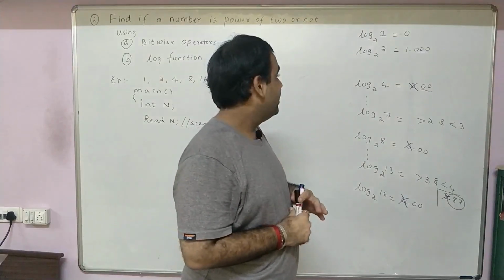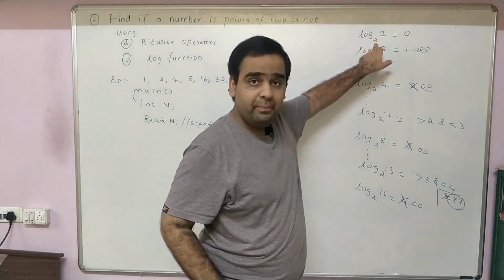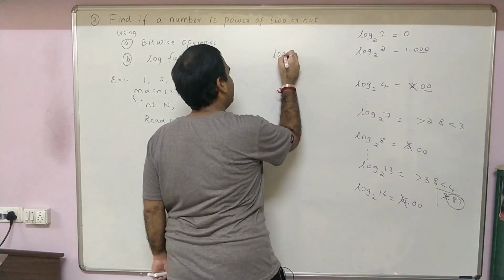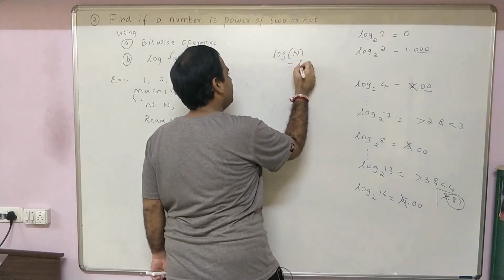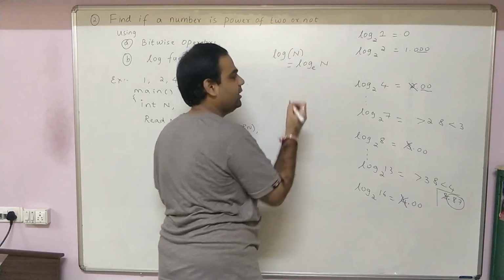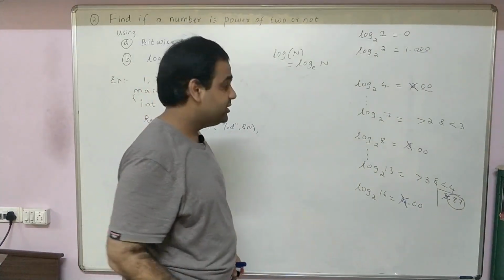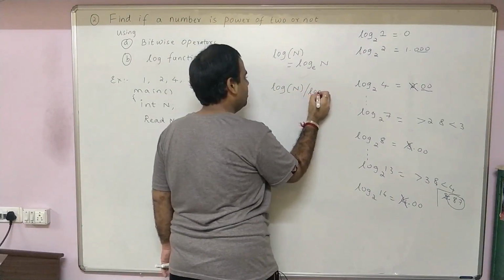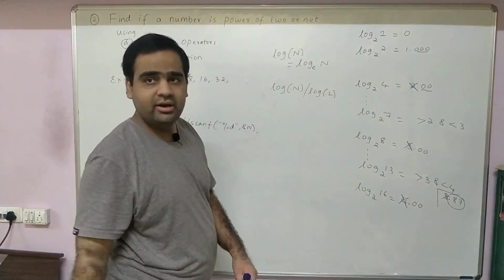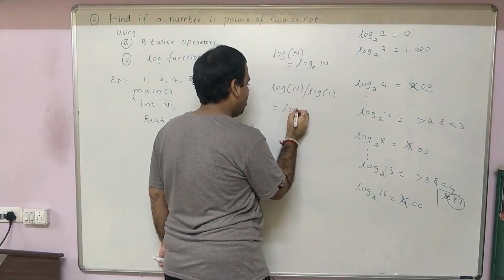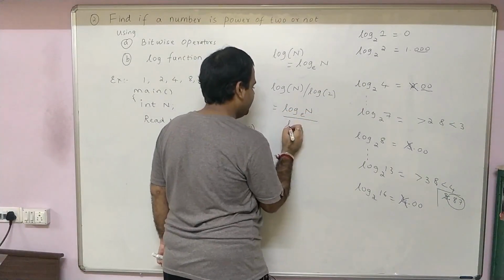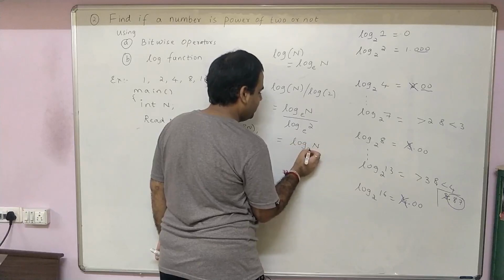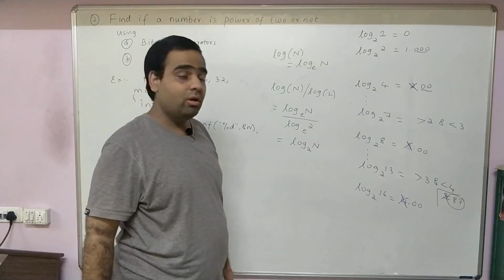Now observe one thing here. It is the log of a number to the base 2, and we have a function called log. If I say log of n, it gives log of n to the base e. Then how do we find log of n to the base 2? That's very simple. You can say log n divided by log 2. This is equal to log of n to the base e divided by log of 2 to the base e, which is equal to log n to the base 2.